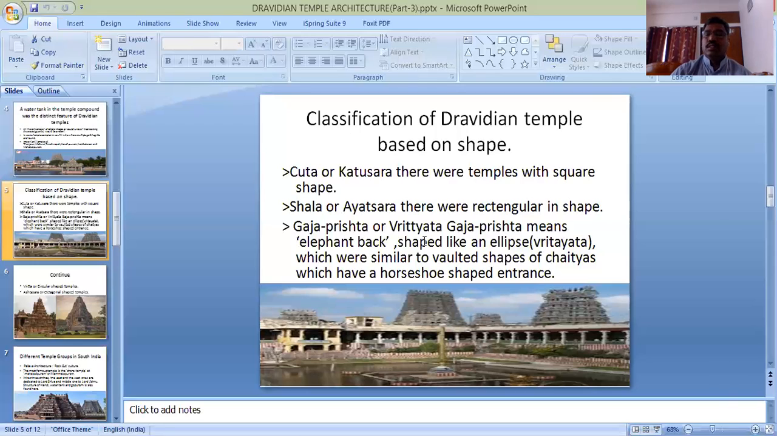That means horseshoe-shaped entrance and vaulted shaped chaitas, and the elephant back was another feature of the Dravidian temple architecture, named Gajaprishtha temple style.